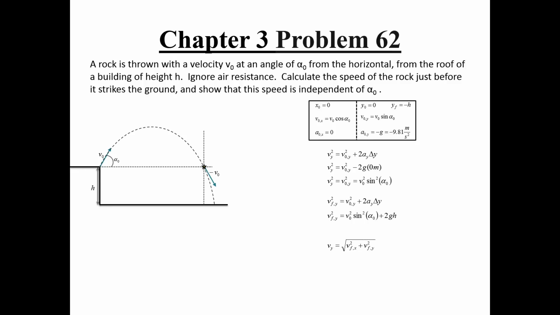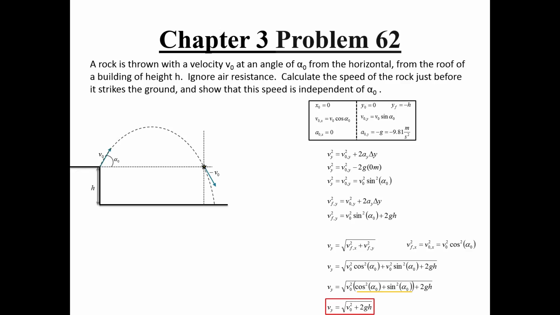As was mentioned at the beginning of the problem, there is no acceleration in the x direction, so the final velocity in the x direction is equal to the initial velocity in the x direction. Subbing this and the expression we got for vy final squared above into our definition for the final velocity, we get this expression here. Factoring out a v0 squared, we end up with a cosine of alpha squared plus sine of alpha squared. Recalling some trig identities, we know that this sum is equal to 1, so our expression for the final velocity simplifies to the square root of the sum of the initial velocity squared plus 2gh.